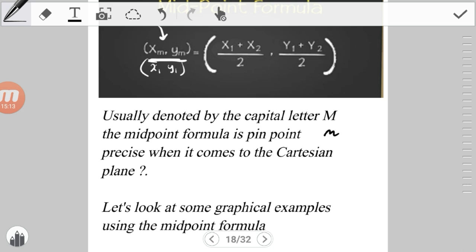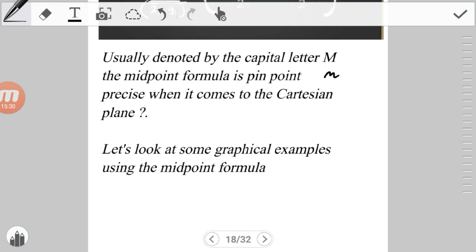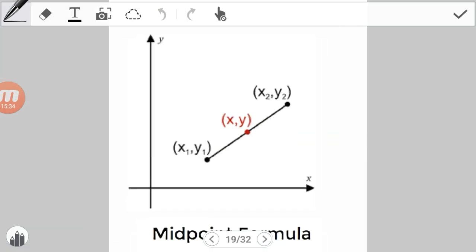The midpoint formula is pinpoint precise when it comes to the Cartesian plane. Once you have calculated the coordinates of the midpoint, if you try to locate that position on the grid, you're going to find that you land exactly in the middle of the line. I'm going to demonstrate that in a moment. Let's look at some examples of the midpoint formula.